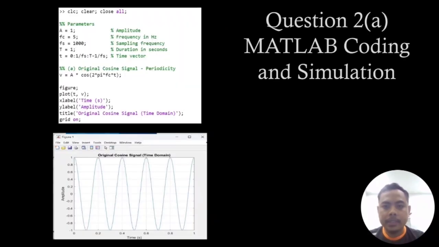So this is the MATLAB coding and simulation. Based on the MATLAB coding that we created, we got the original cosine signal in time domain as per the below waveform. We can see that the cosine signal is generated when we use the coding that we applied in the MATLAB coding.